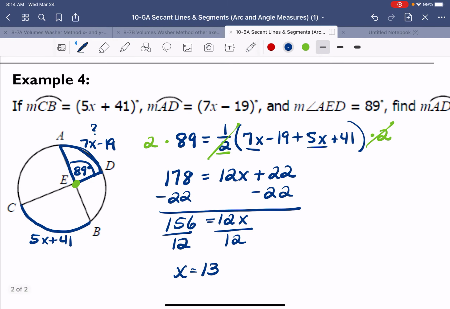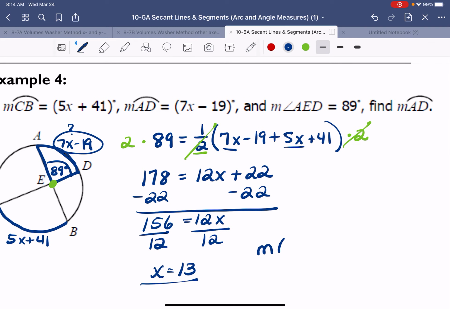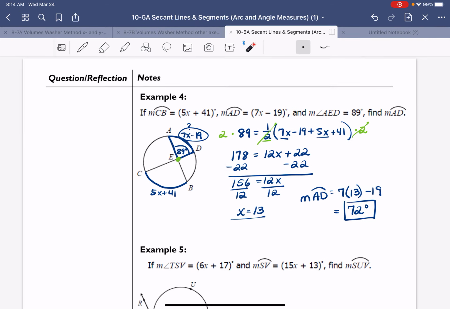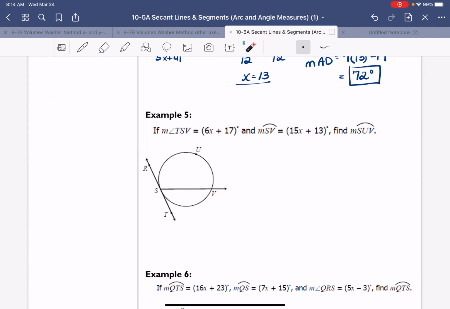So now that we know what the x value is, we can finally answer the question, what is the measure of arc AD? So the measure of arc AD is simply going to be 7x, but now we know that x is 13, minus 19. So 7 times 13 minus 19 is going to be 72 degrees. And there's our answer. So again, really the only difficult part about this was the actual setup. And of course, we wouldn't know what to do unless we know what type of intersection is in that circle. So let's look at example 5 now.